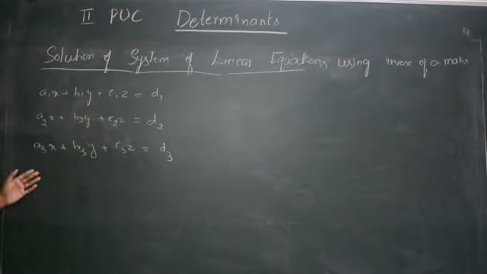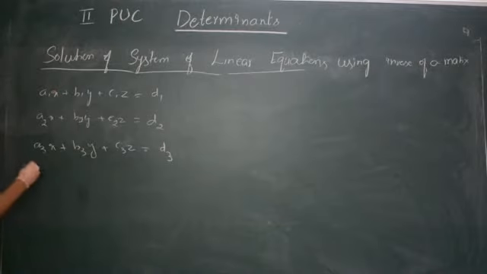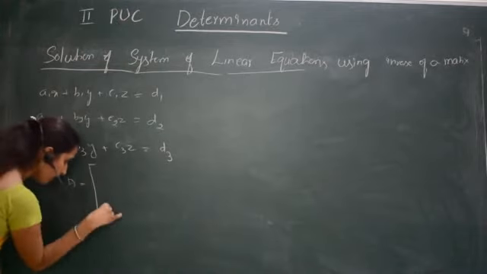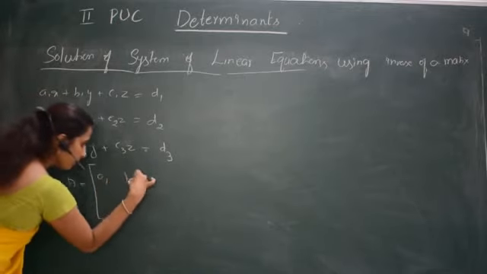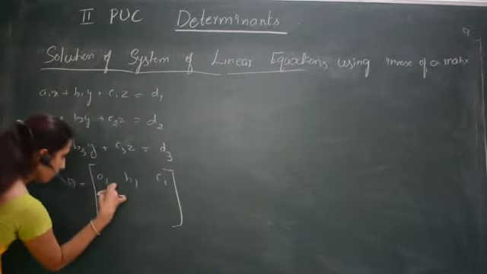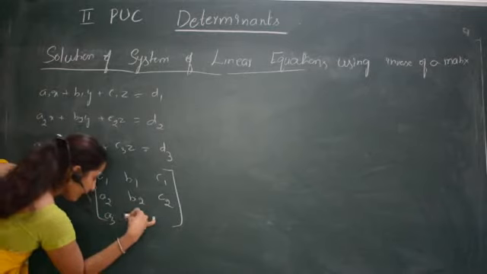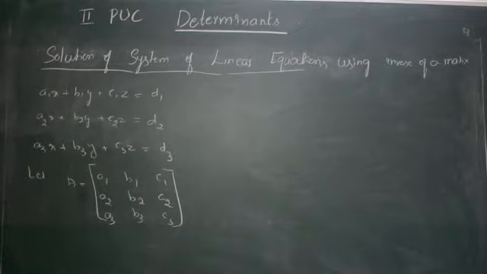What I will write is, so here a1, b1, c1, a2, b2, c2, a3, b3, c3 are the real values, and d1, d2, d3 are also real values. So I'll take only the values now. I'll take matrix A as A1, B1, C1, A2, B2, C2, A3, B3, C3, and the unknown variables are x, y and z.